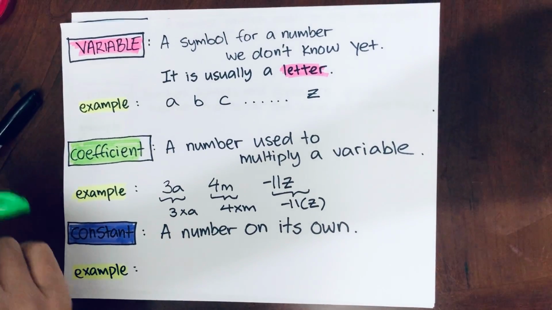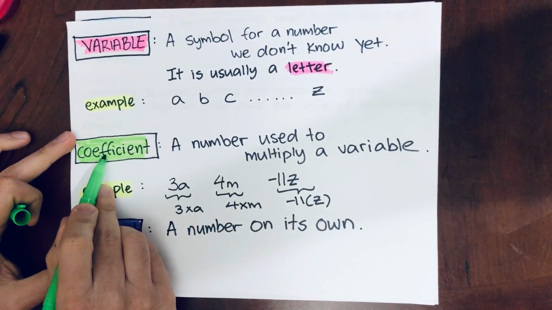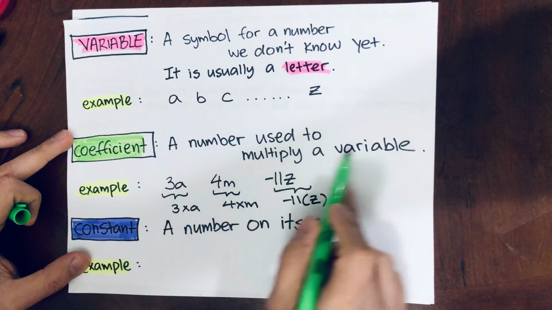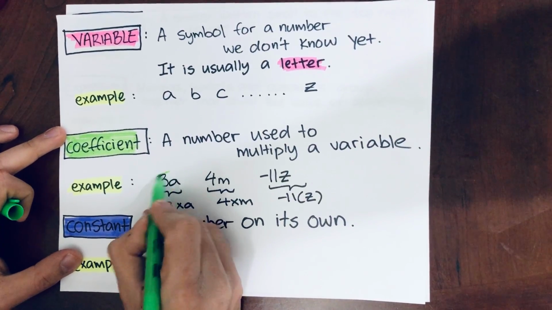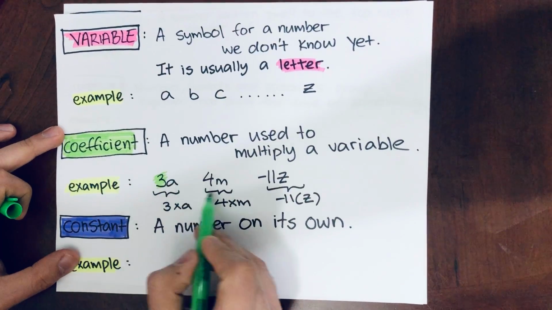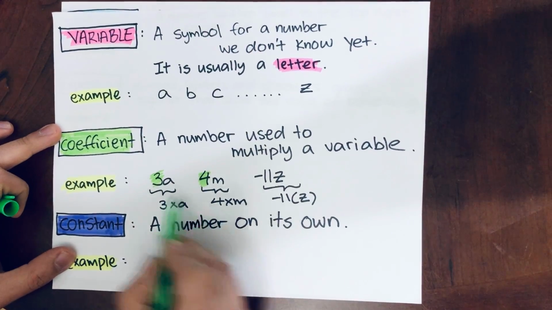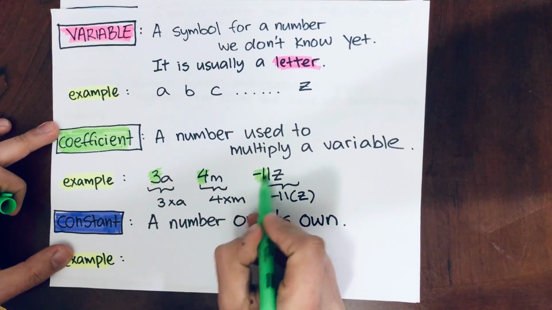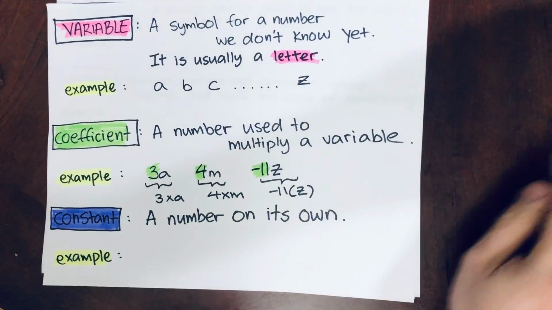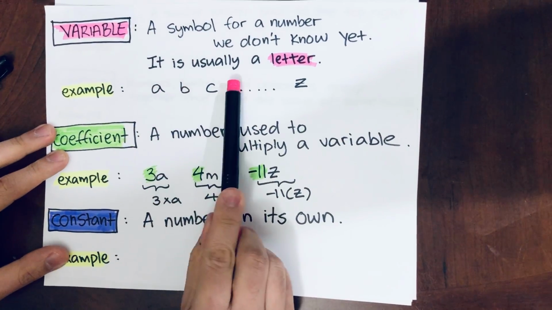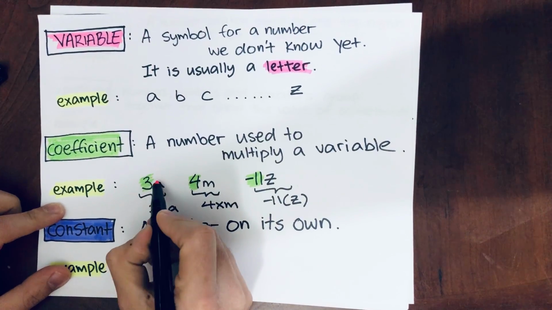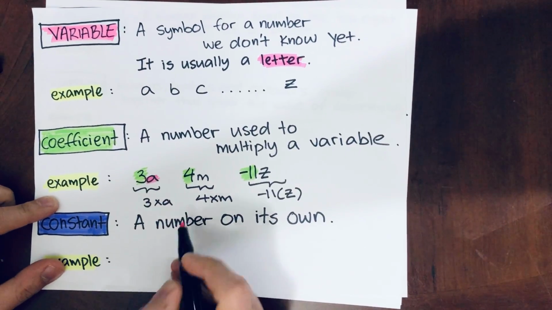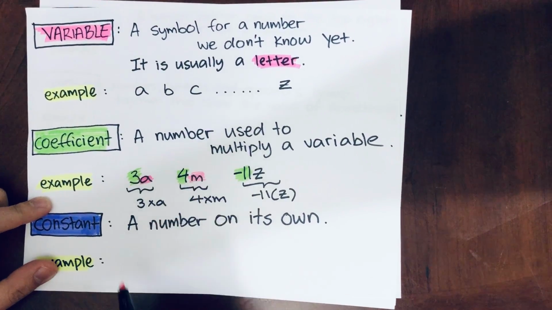So, just to go through again, the coefficient is a number used to multiply a variable. So, in this example here, the coefficient is 3. The coefficient is 4. The coefficient is negative 11. And what is a variable again? A variable is usually a letter. So in this case, the variable is the letter A, the letter M, and the letter Z.